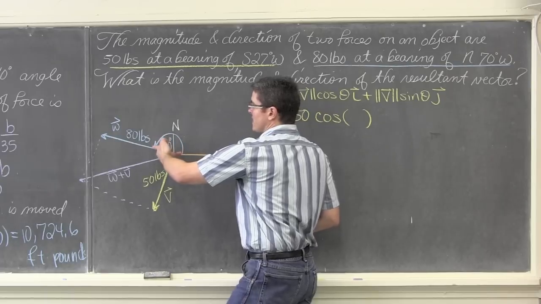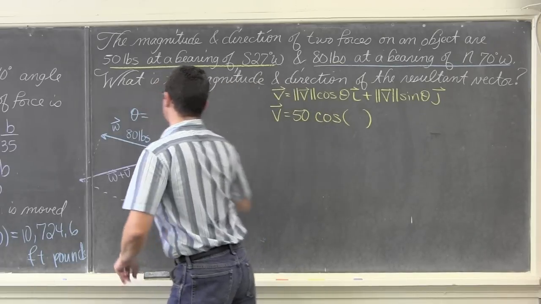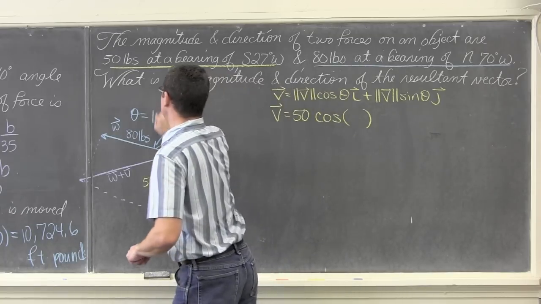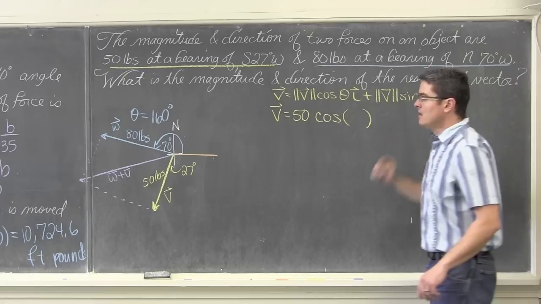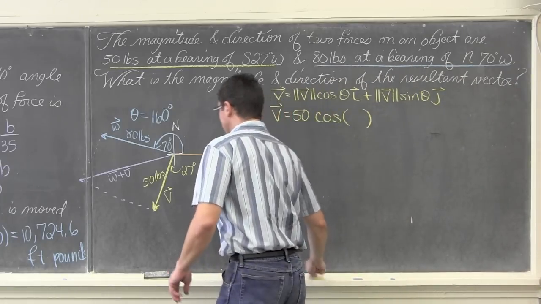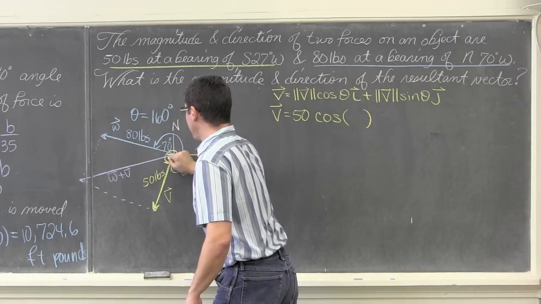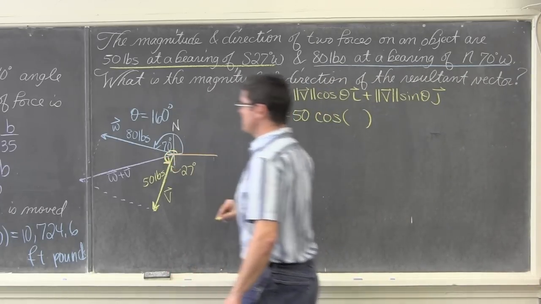So the angle for W is going to be equal to 90 plus 60, or 160 degrees. But right now I'm working on V. So vector V, I need to know that angle of rotation.